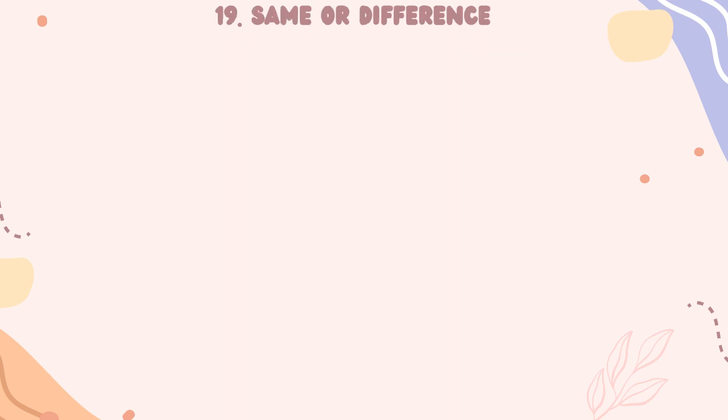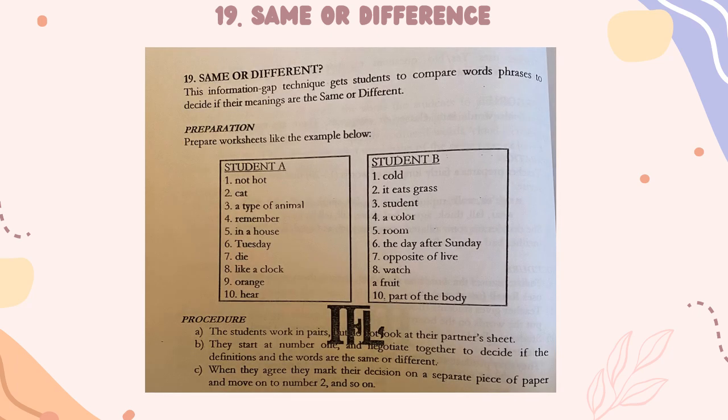Technique number 19 is same or different. This technique, as said in our textbook, gets students to compare the words and phrases to see if they are the same or different in terms of meaning. Student A has a list of words and phrases. Student B has another list of words and phrases. And now they have to try and compare their list of words and phrases starting from number 1. So student A says, not hot. Student B says, cold. So now they have to decide, both of them, whether their words or phrases are the same or different in terms of meaning.